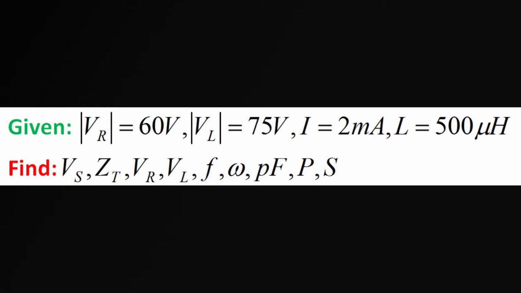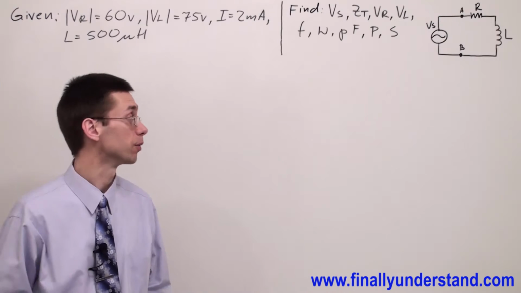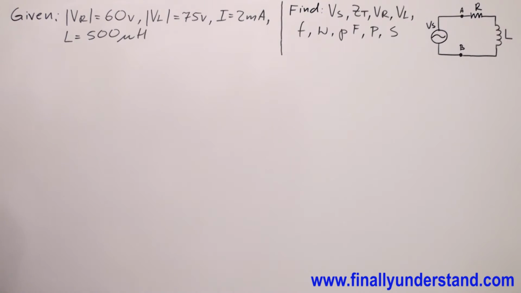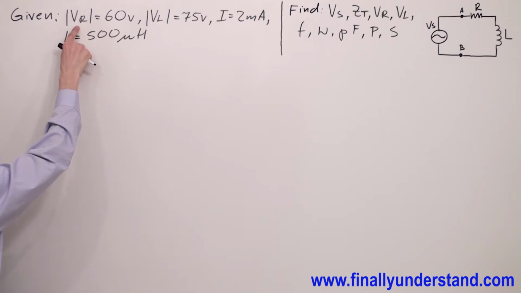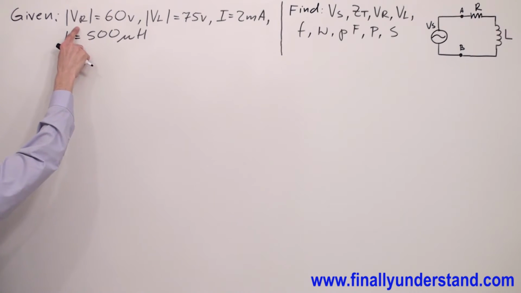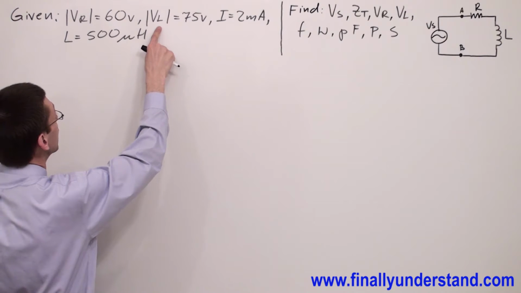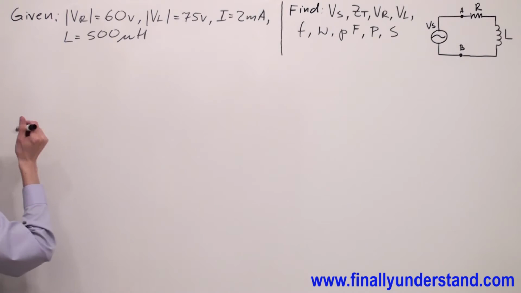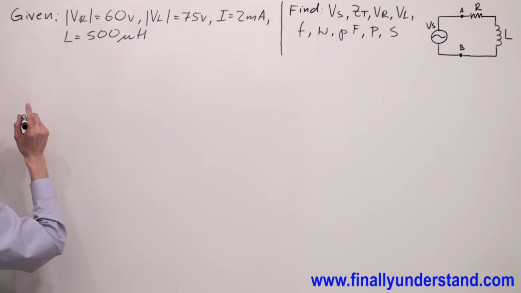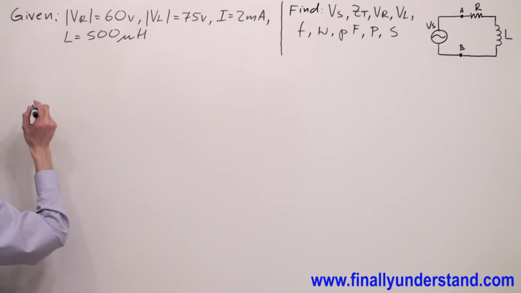We have another example on the board. I'm going to start solving this problem from finding the value of resistance and value of the impedance of the inductor. Please notice that we have given voltage across the resistor and we have given voltage across the inductor, and we have also given current. By using Ohm's law, I can find the resistance and impedance of the inductor.